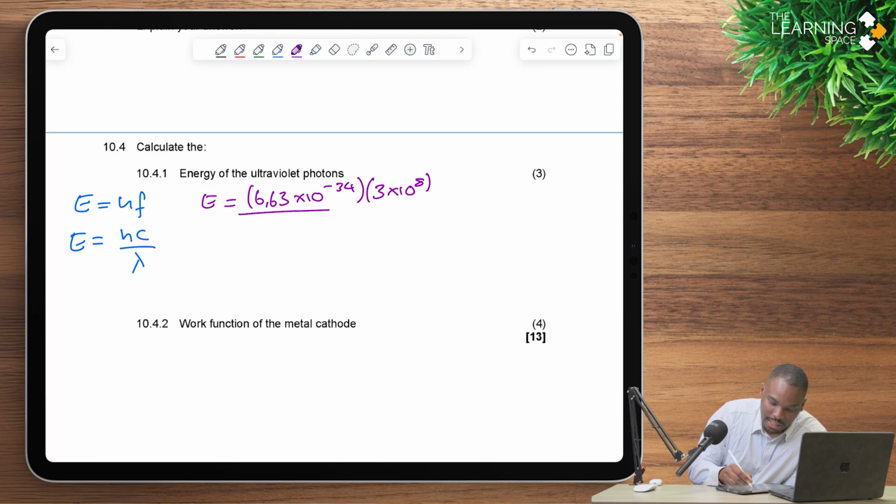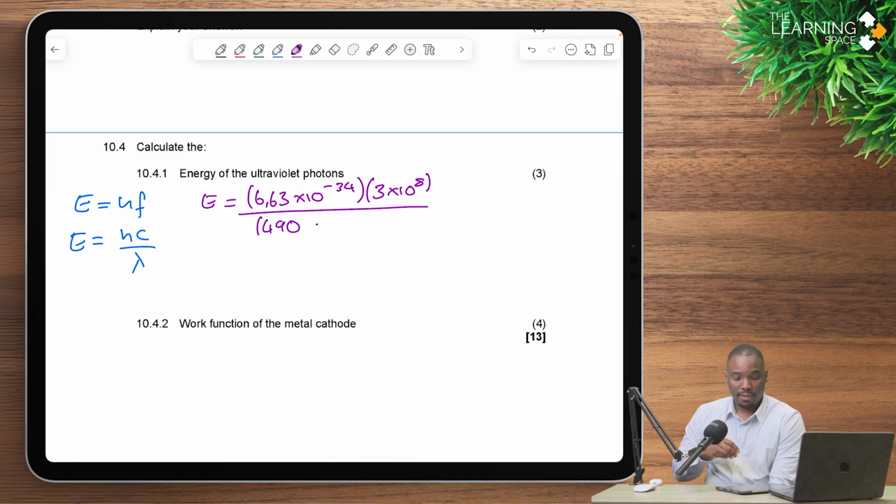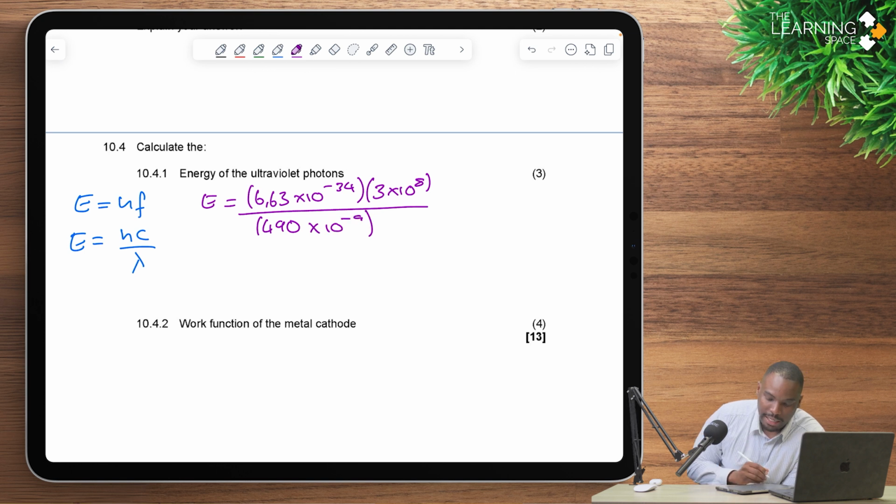And then we divide that entire thing there by the wavelength that was given to us. The wavelength was 490, remember, nanometers. So you have to convert, that's going to be times 10 to the negative 9. And if you take that and you plug it into your calculator, what you'll find is you get a final answer of 4,06 times 10 to the power of negative 19 joules.